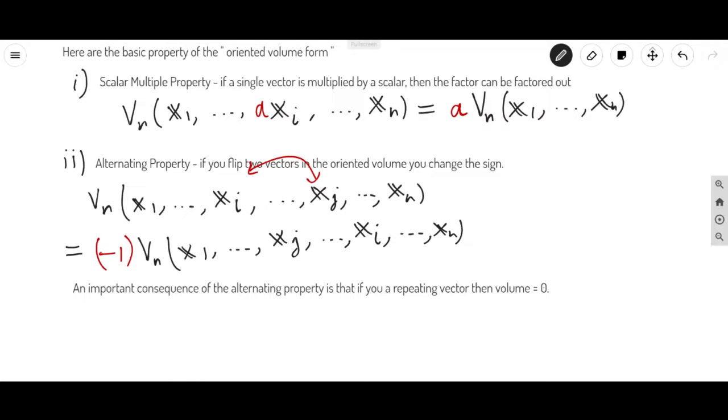Now the next property that we mentioned, this one's a bit harder than the other ones, is called the distributive property.